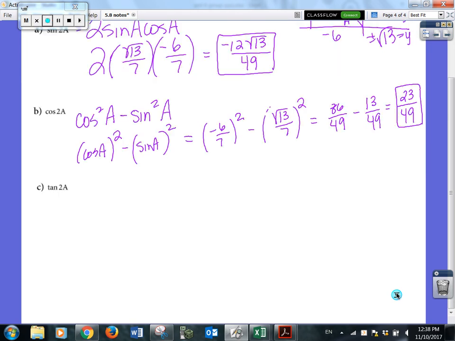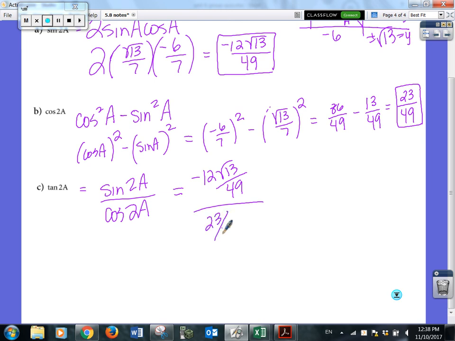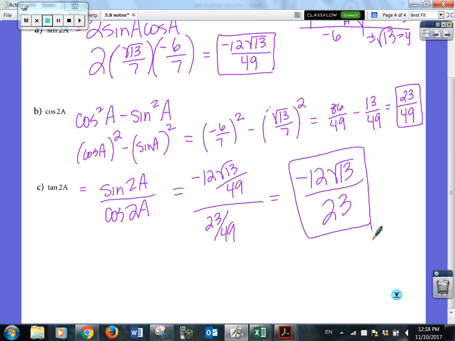And then tangent is equal to sine 2a over cosine 2a. A little bit easier than the last one because we've already found both of those. We found sine of 2a to be negative 12 root 13 over 49. And we found cosine of 2a to be 23 over 49. So we multiply by the reciprocal, we get negative 12 root 13 over 23.